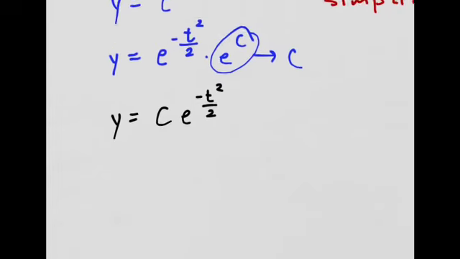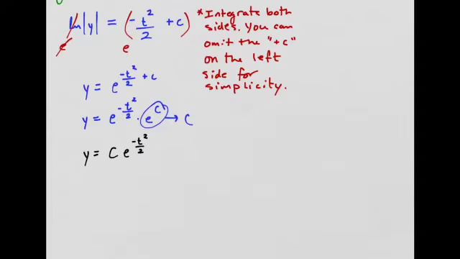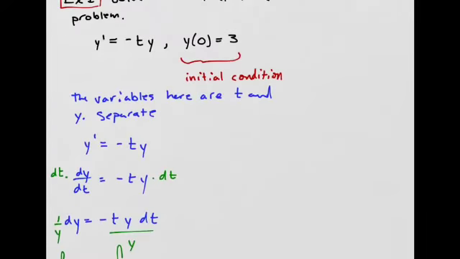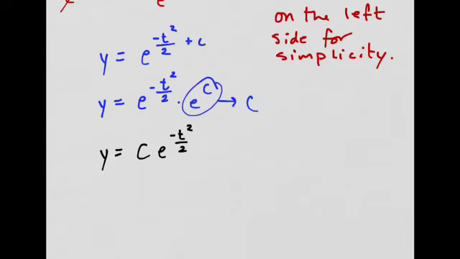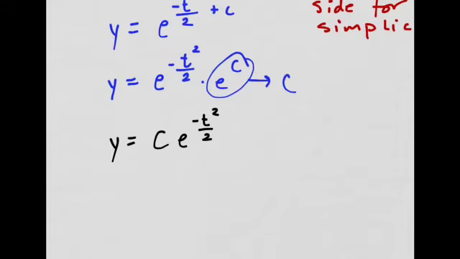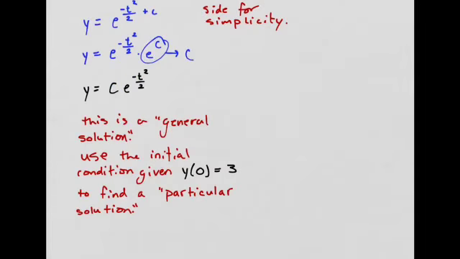All right. So this is called a general solution, but we have initial conditions that'll help us figure out what this c value is. So we're going to use the initial conditions. Once we figure out what c is, we can plug it back in, and then it's called a particular solution. So right now this is a general solution because we don't know what c is. c could be anything. But depending on the initial conditions given, it determines what c is.